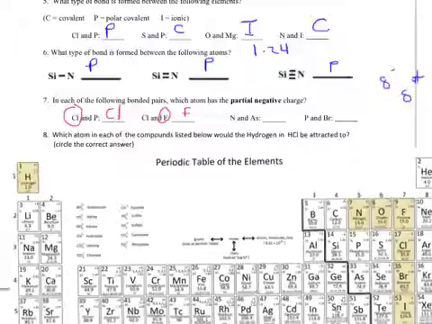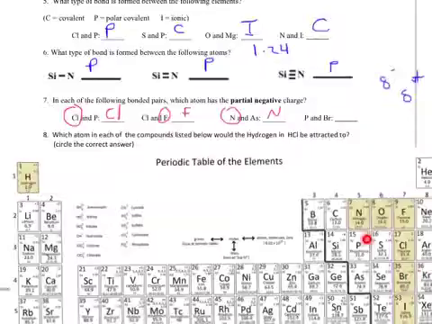Now we're going to compare nitrogen and arsenic. Here's nitrogen. Here's arsenic. Nitrogen has a higher electronegativity value, so nitrogen is going to develop a partial negative charge. And finally, we'll do the same thing for phosphorus and bromine. Bromine is 2.96, phosphorus is 2.19. Bromine has a higher electronegativity value, has a stronger pull, so bromine it is with a partial negative charge.